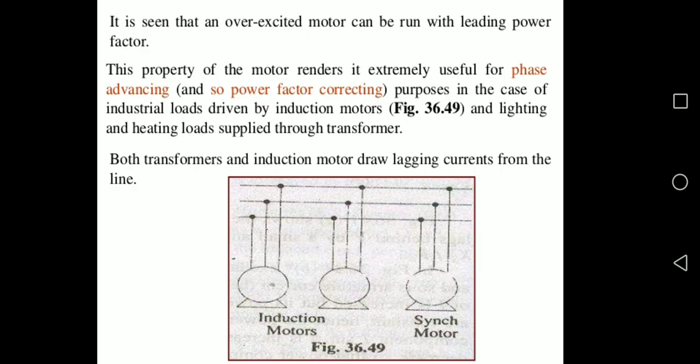An overexcited synchronous machine runs at a leading power factor condition. An underexcited synchronous machine runs at a lagging power factor condition. A normally excited machine runs at a unity power factor condition. In the overexcited and underexcited conditions, the armature current drawn by the machine is more. In the normally excited condition, the armature current is at a minimum.